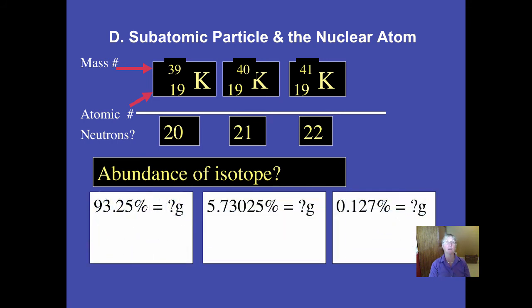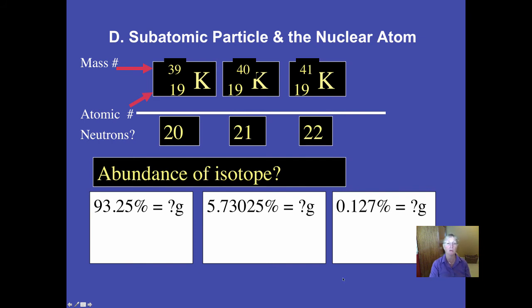Let's say you had a special gun that could go out sniffing out potassium isotopes. Well, 93.25% of the potassium you'd find in nature is that version. But about 6% of the time, you find a potassium atom with an extra neutron. And less than 1% of the time, you can find a rare potassium isotope that has two extra neutrons.